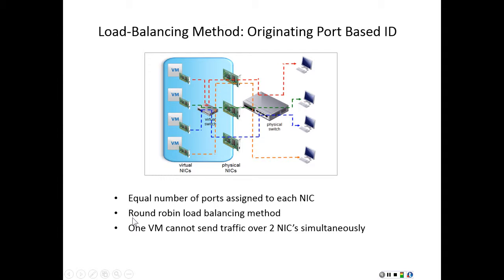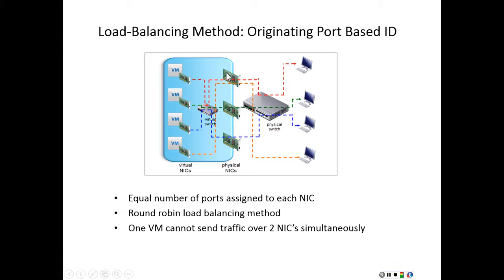Here's how round robin works. When the first virtual machine is turned on, it's assigned to the first physical network interface card. When the second virtual machine is turned on, it's assigned to the second network interface card. When the third virtual machine is turned on, it's assigned to the third network interface card. And when the fourth virtual machine is turned on, it is assigned to the first network interface card. This is called round robin. The purpose of round robin is to distribute the load across the physical network interface cards.